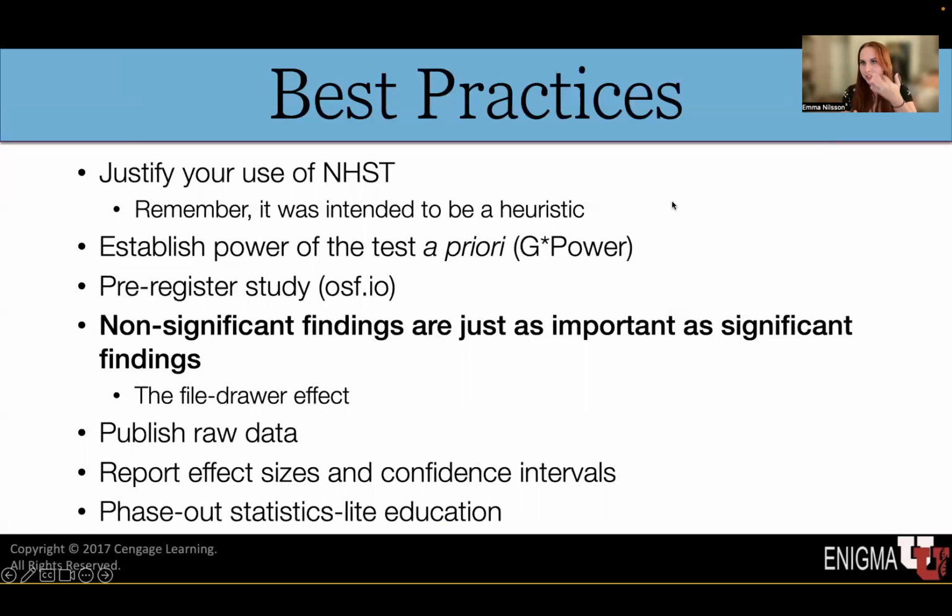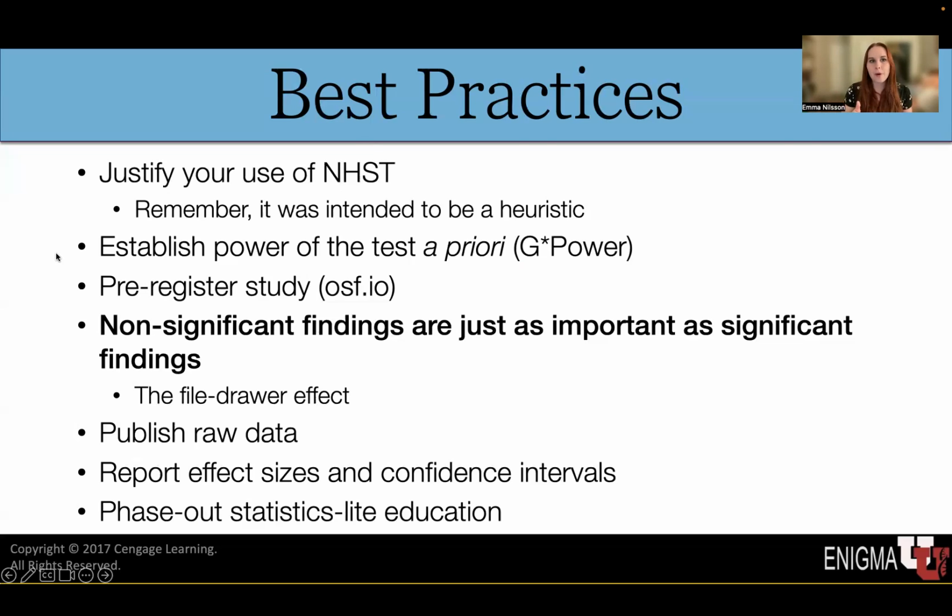So after we've talked about all of these things, let's go through some best practices when we're using hypothesis testing. The first thing we have to do is justify our use of a null hypothesis statistic test. Remember, it's designed to be a heuristic. It's not something that is designed to establish the next scientific finding or fact. It's just something that we use to figure out if it's worth it to pursue further research. Heuristic.